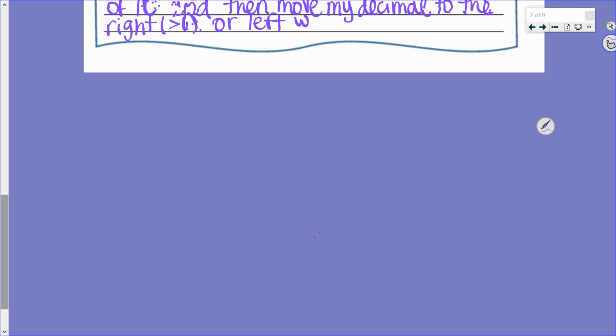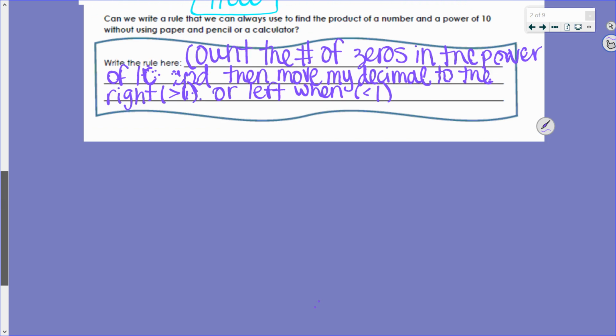So to the right when it's greater than 1, or left when it's less than 1. I use the inequality symbol because hopefully y'all remember those. So I'm going to count the number of zeros in the power of 10, and then move my decimal to the right when my power of 10 is greater than 1, and to the left when it's less than 1. The whole reason we had to explain this power of 10 business is because as we start dividing, it's going to be important that you remember these powers of 10. It's going to make your life a lot easier.